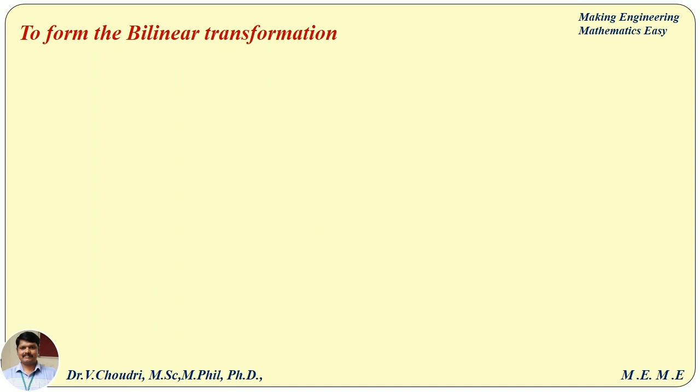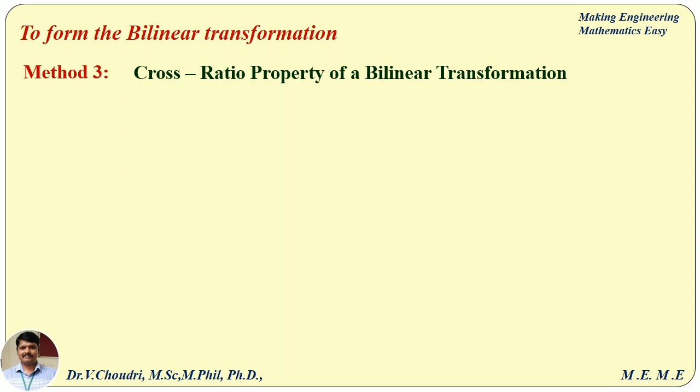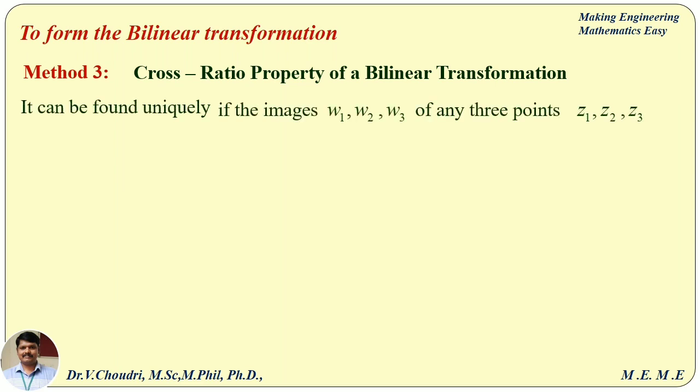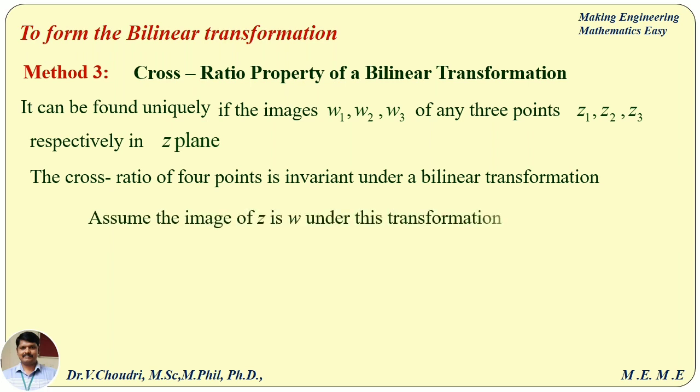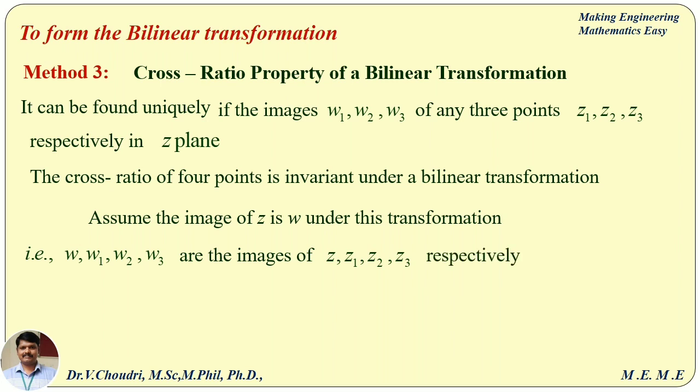Now let us see another method to find the bilinear transformation. It is very important: the cross ratio property of a bilinear transformation. Here too we have 3 points in the z plane and corresponding images in the w plane. As per the cross ratio property, the cross ratio of 4 points is invariant under a bilinear transformation. Therefore, the required thing is 4 points. Let us assume the fourth point is z, whose image is w under this transformation. Therefore, w, w1, w2, w3 are the images of z, z1, z2, z3 respectively.